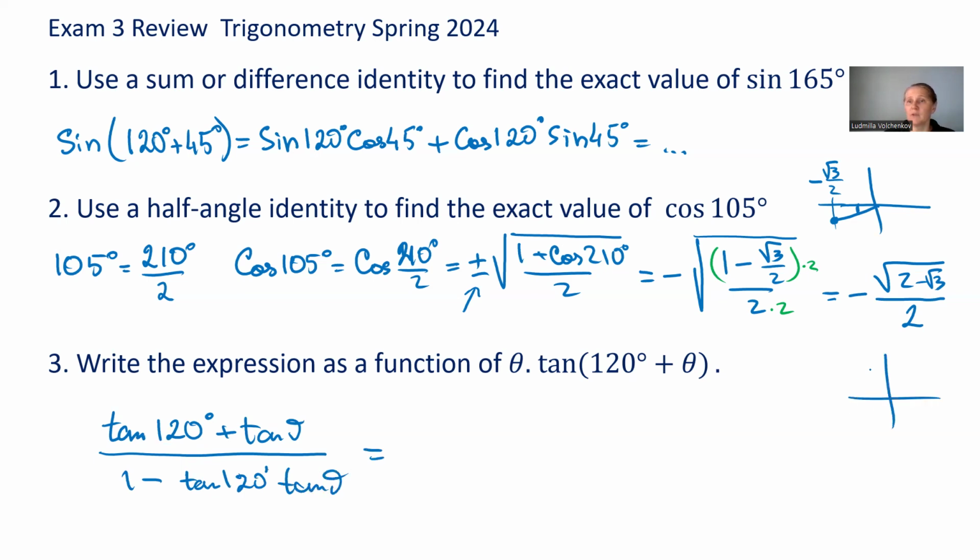Okay, 120 is here in the second quadrant. In the second quadrant, cosine is negative, sine is positive, so the fraction will be negative, so tangent must be negative. The reference angle is 60 degrees, so the tangent will be negative square root of 3 plus tan theta divided by 1 minus negative square root of 3, minus times minus is plus, tangent theta.